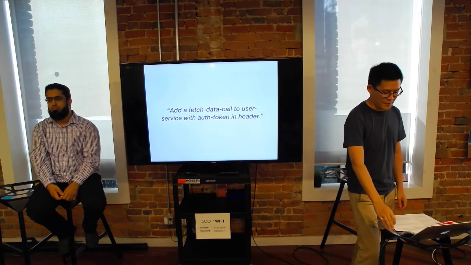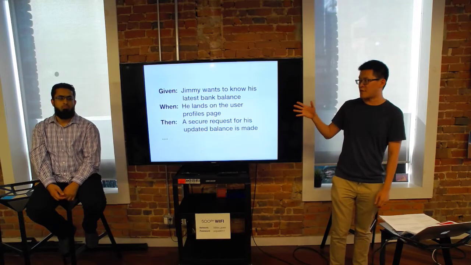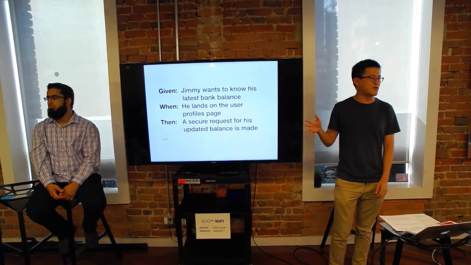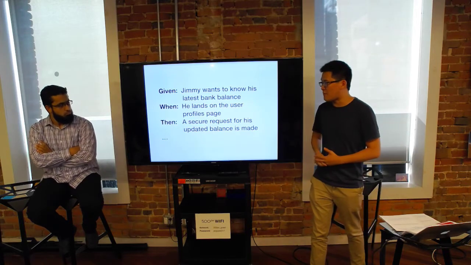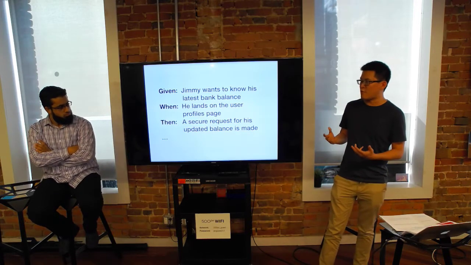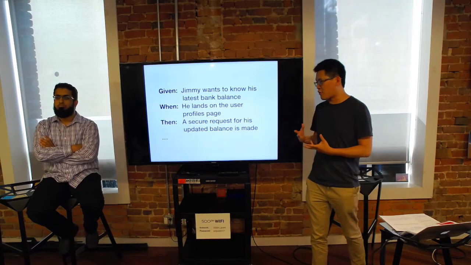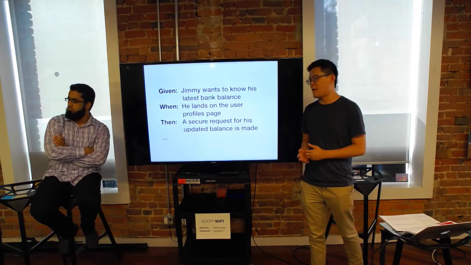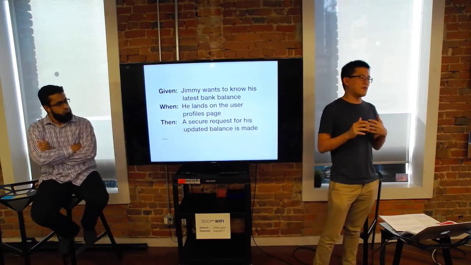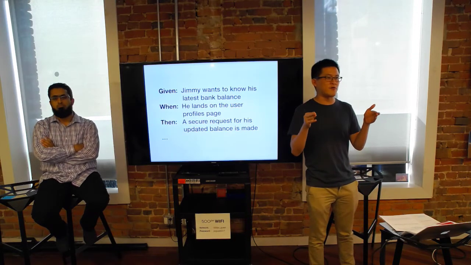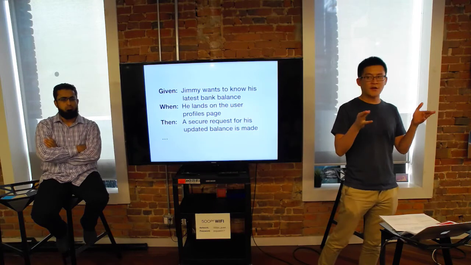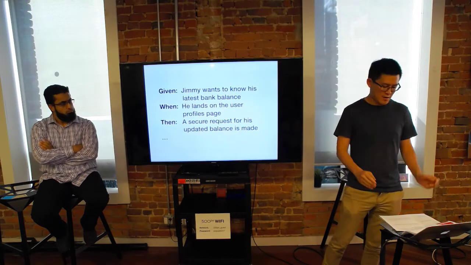A better way of writing that story might be describing why we want to do that and what it's trying to achieve. So it could be: Jimmy wants to know his latest bank balance. He lands on the user profile page, and then a secure request for his updated balance is made. By doing that, when we're writing the test, we can write why we're doing it and what it's trying to achieve, as opposed to just structurally what the code is doing.